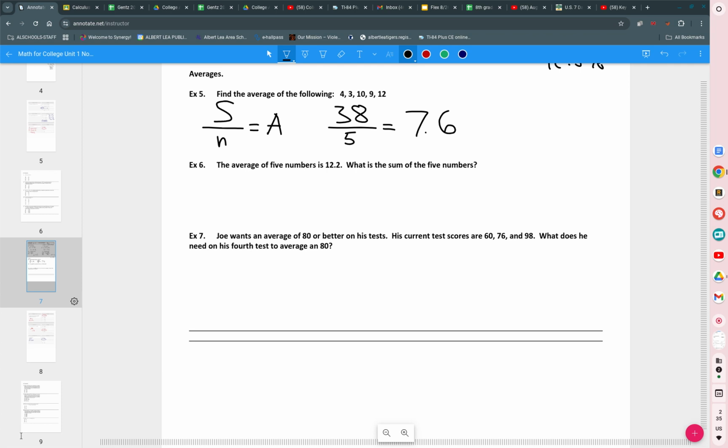It says the average of 5 numbers is 12.2. So we're given that number right there. It says, what is the sum of the 5 numbers? So 5 is what we have right there. So the sum, which we don't know yet, divided by 5 is equal to 12.2. Once I have my equation, it's not too difficult to solve. I can multiply both sides by 5. And we get the sum is equal to 61.